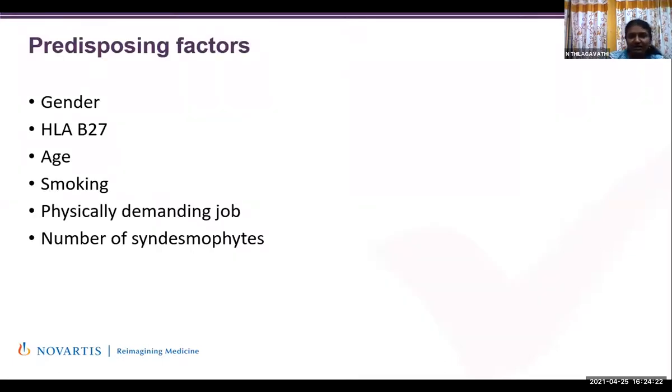As I told you, not all patients with non-radiographic axial spondyloarthritis will progress on to ankylosing spondylitis. So who are the patients who are more prone? Gender: males are more prone to progress onto ankylosing spondylitis, and especially patients with HLA-B27. HLA-B27 positivity increases the chance of the patient progressing, and the earlier the age of onset of the disease, the more the chances the patient will progress further. Other risk factors include smoking and blue collar jobs, especially patients doing manual labor. Physical overactivity increases inflammation, and those patients are prone to progress on to structural deformity. And the number of syndesmophytes at first presentation will also decide the future progression of the disease.